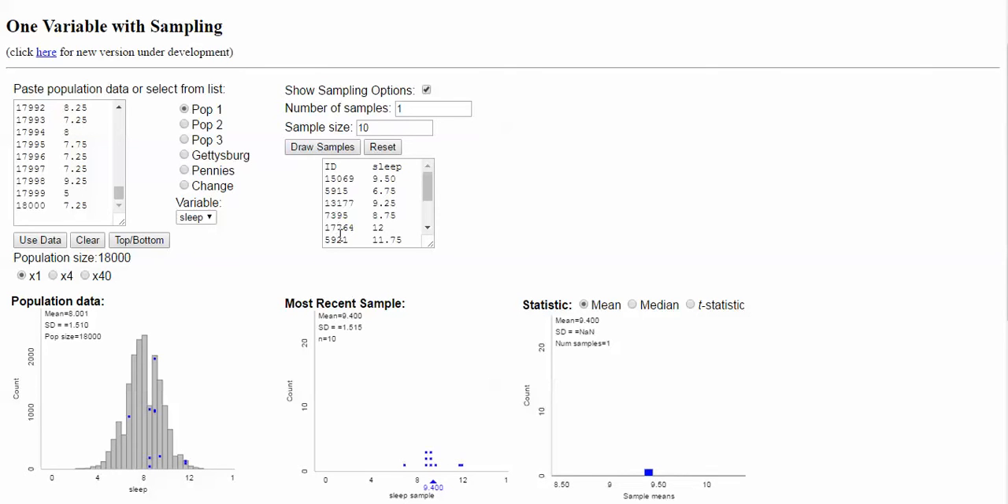Over here, we can see a random sample of 10 people from the population. These are their 10 ID numbers, and these are their 10 sleep times. Down here, we can see the 10 people in the sample inside of a graph of their own. These are their 10 sleep times.